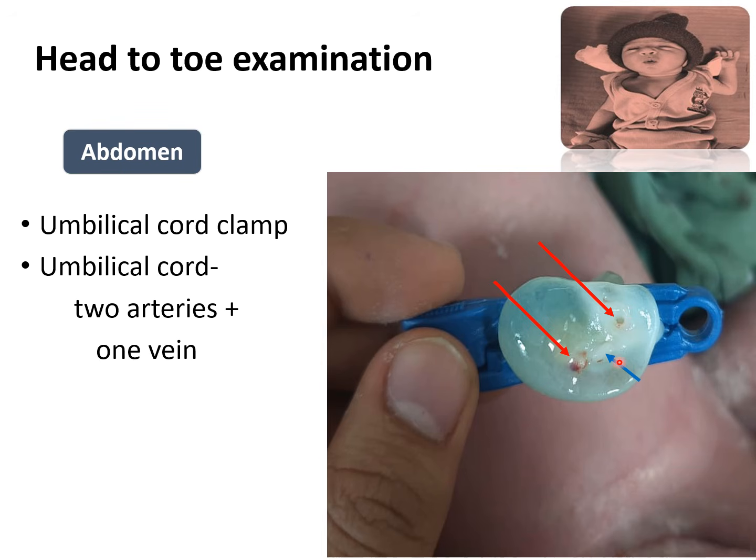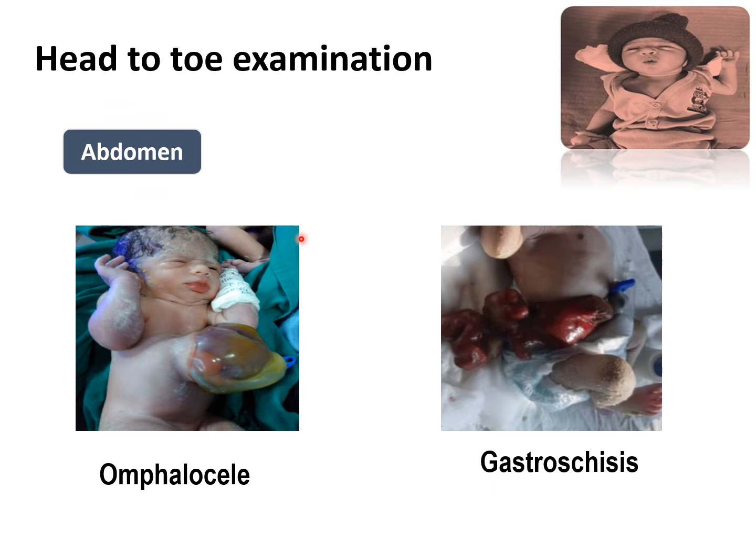Whenever there is a single umbilical artery, you have to examine the baby for any congenital malformation or any syndrome. Sometimes a newborn has a congenital anterior abdominal wall defect. In this image you can see the newborn has an omphalocele at the level of the umbilicus; bowel loops, liver and sometimes spleen are also herniated, and it is covered with a sac and associated with other congenital malformations.